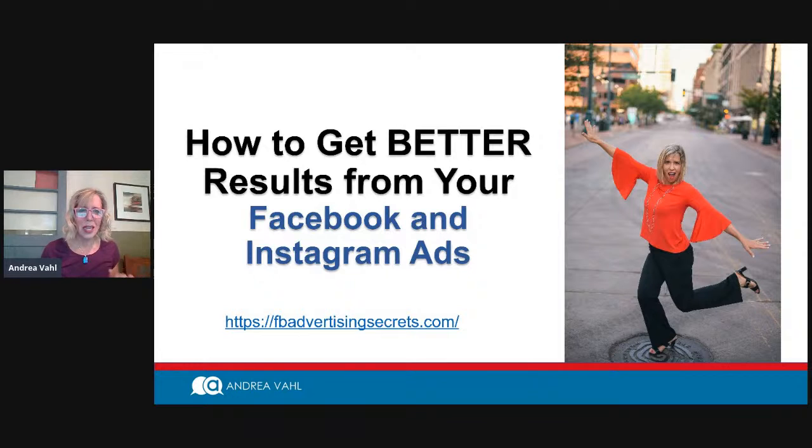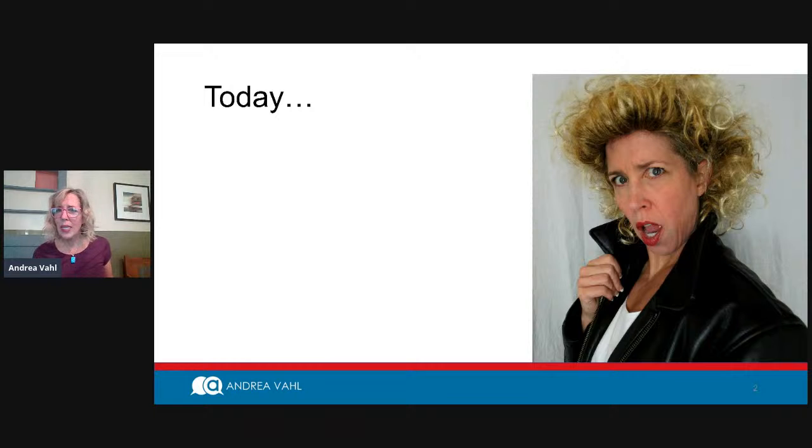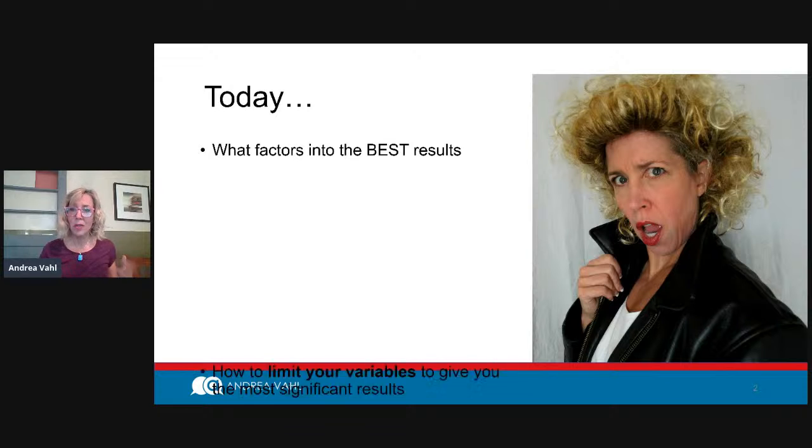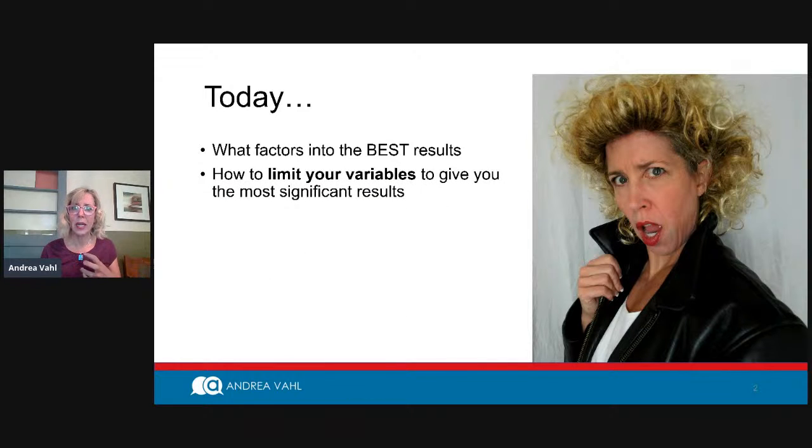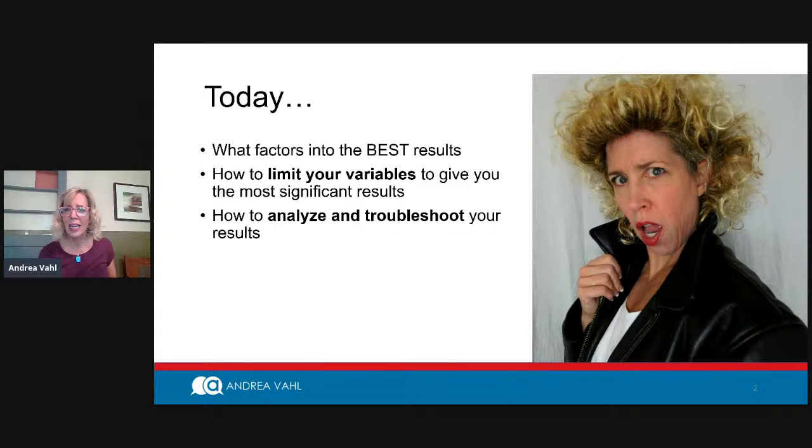So we're going to be talking about how to get better results from your Facebook and Instagram ads. And let me get back to my slides now. I need to know how to advance my slides. So today we're going to be talking about, I think actually I forgot to change this slide. We're going to be talking about what factors into the best results. And we're going to be talking also about limiting your variables and doing the test plan, and then how to analyze and troubleshoot your results. I did remember to change that slide.